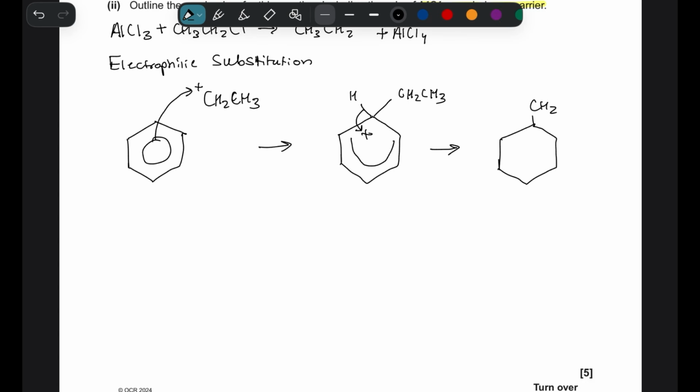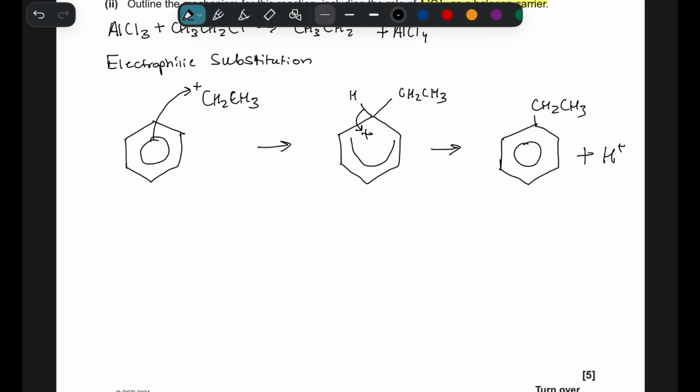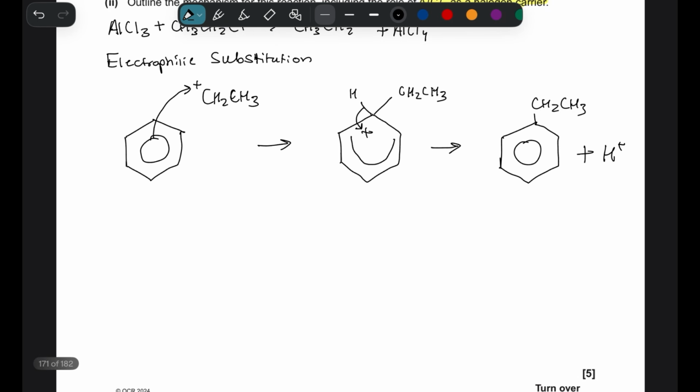So CH2, CH3, and I forgot the ring, because now we've formed it. And that hydrogen just doesn't go into thin air. It's back, and hydrogen back is an important thing. So at the end, we need to regenerate the catalyst, because catalysts, we know, are not changed by the reaction. That's a very textbook definition of a catalyst.